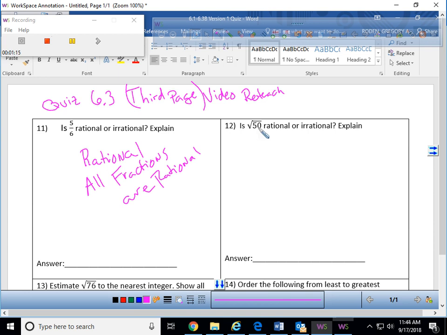Square root of 50, is that rational or irrational? Well, the question you're asking is, is 50 a perfect square? No number times itself equals 50, so it's irrational. And the reason it is irrational is because 50 is not a perfect square. That would be your explanation. So rational on 11, irrational on 12.